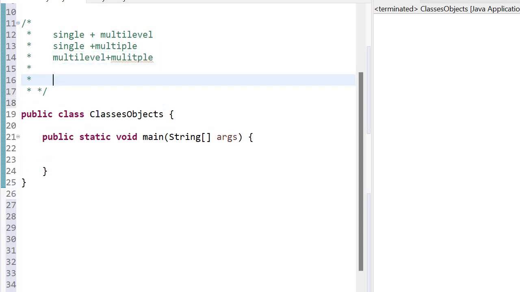Therefore, the only two inheritances which are not allowed in Java are multiple and hybrid. These two types of inheritances are not supported in Java.